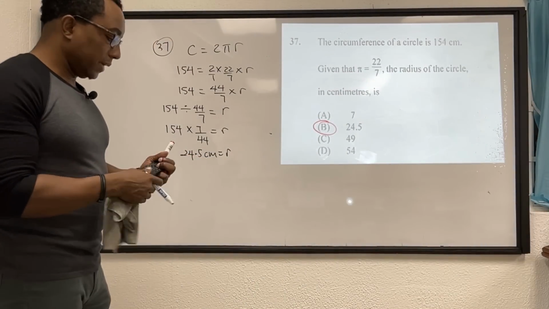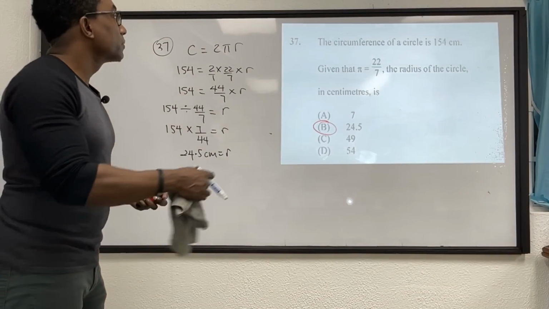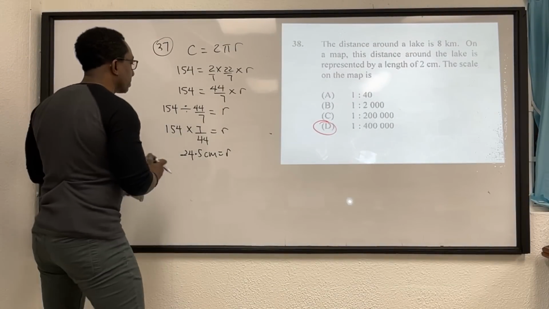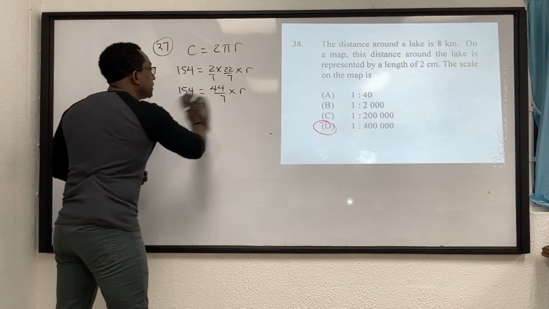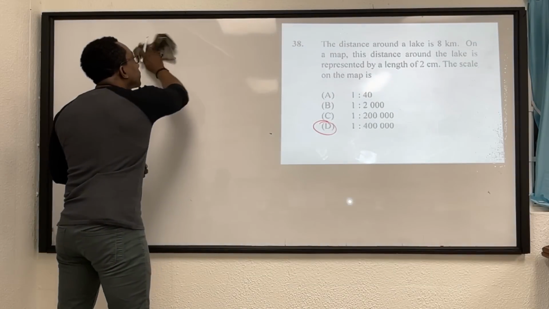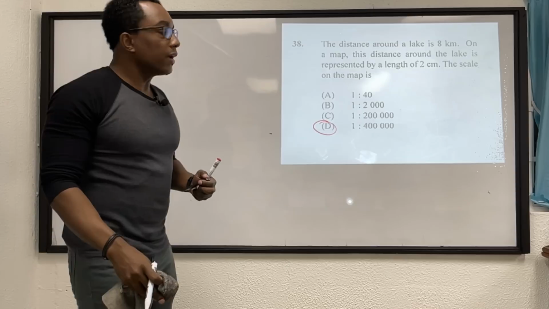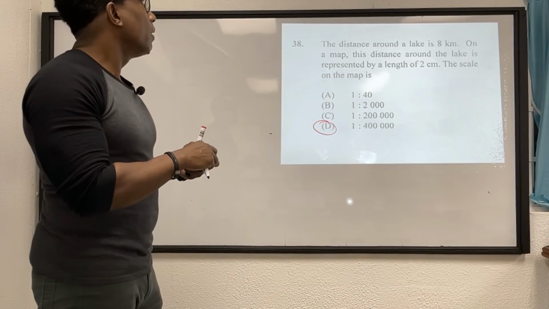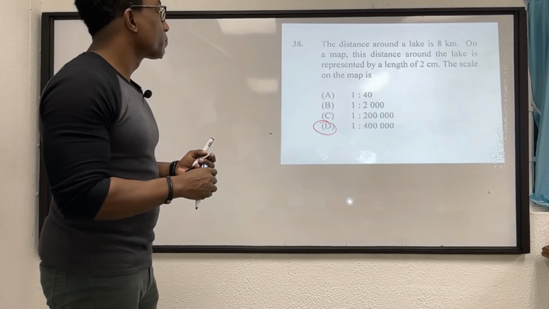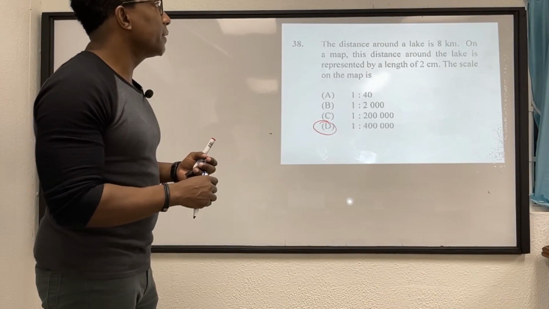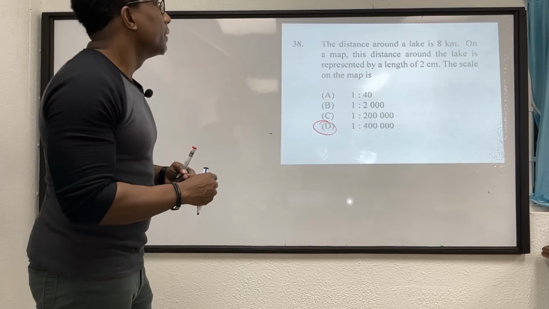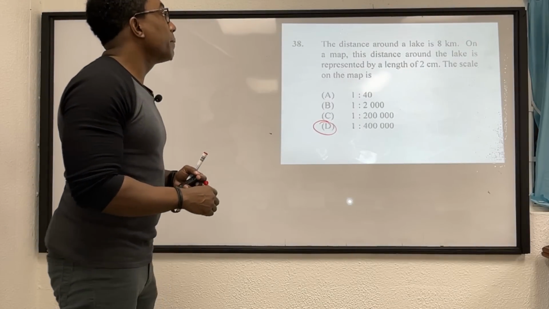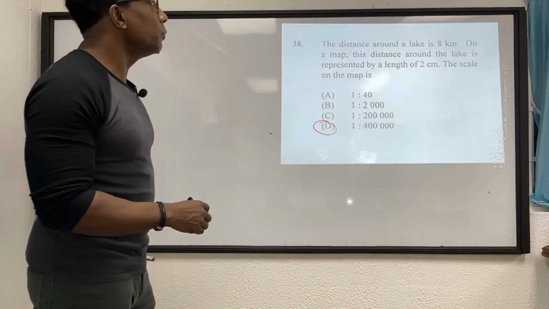So let's move on to question 38. Question 38. So for 38 it says, the distance around a lake is 8 kilometers. On a map, this distance around the lake is represented by a length of 2 centimeters.